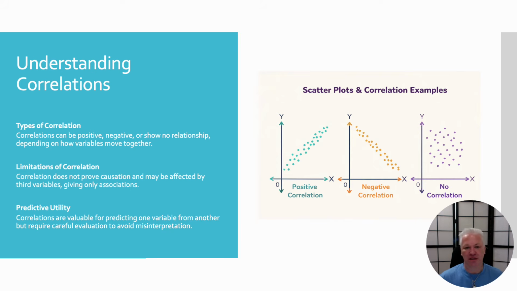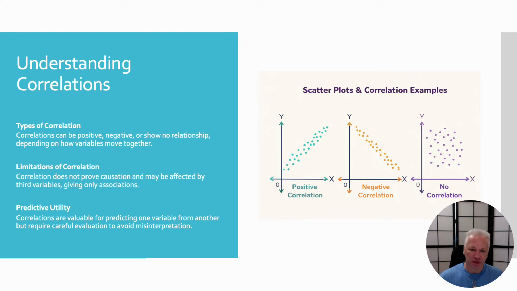The downside is you can't establish cause and effect. And you've got the third variable problem again. And you've got the directionality problem. So it's often unclear which variable influences the other. So some correlations may occur by chance and have no meaningful explanation, called spurious correlations.